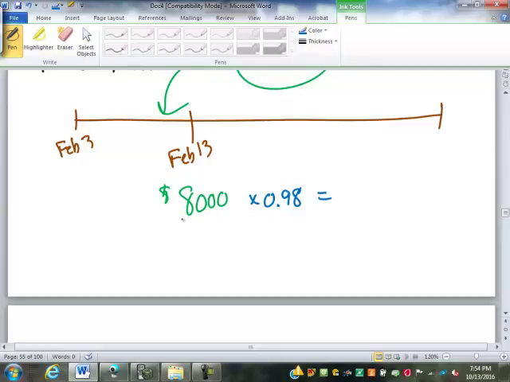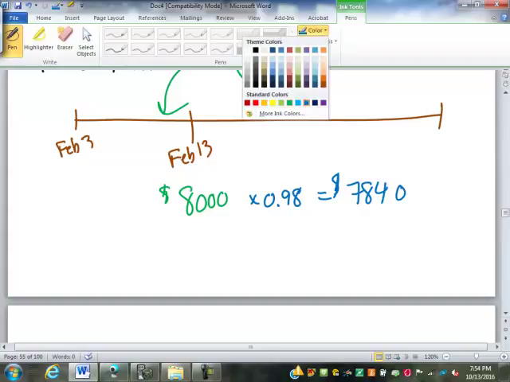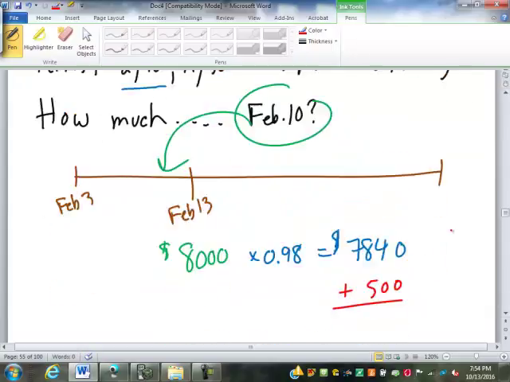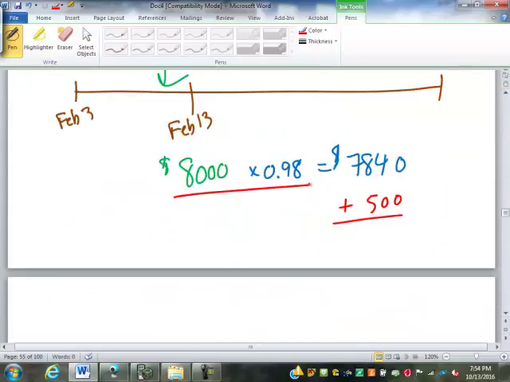So 8,000 times 0.98 is 7,840, right? Thank you. 7,840. That's the amount that they have to pay off the invoiced amount. And then we're going to add the freight to that, because they don't get the discount on the freight. We take the discount first, then add in the freight.